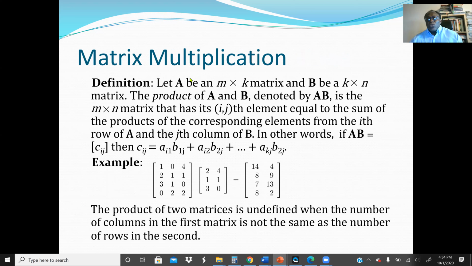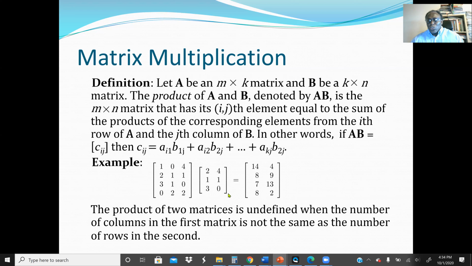So next we go to matrix multiplication. In matrix multiplication, our rule about the size is different. In addition, we say the size must be the same. In multiplication, what we are going to say is that the number of columns of the first matrix should be the same as the number of rows of the second matrix. So we can see these two matrices here, the size is not the same. The first matrix, the size is 4 by 3. We have 4 rows, 3 columns. The second matrix is 3 by 2.